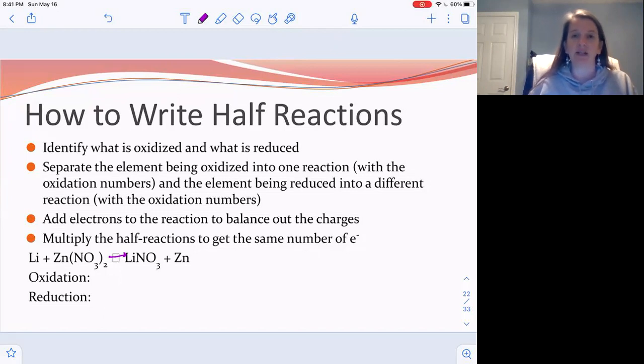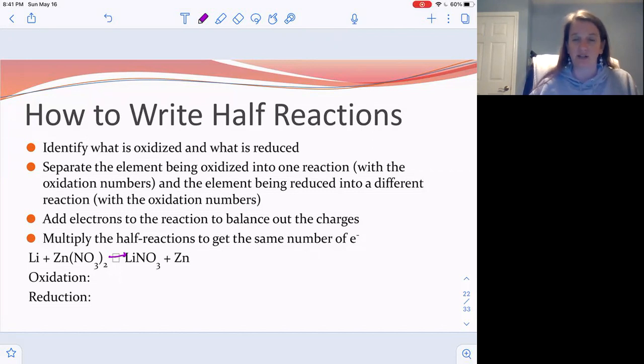Then you're going to separate the element that's being oxidized into one reaction, and the element that's being reduced into a different reaction. So you're going to take them and separate them into two different reactions. Now we're going to have to add electrons in order to balance out the charges in those half reactions. And then we want to compare the oxidation reaction to the reduction reaction and multiply them by a certain number to get the number of electrons the same in both the oxidation and the reduction. So let's see how this is going to work.